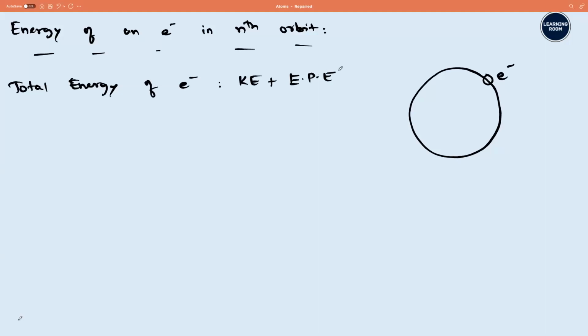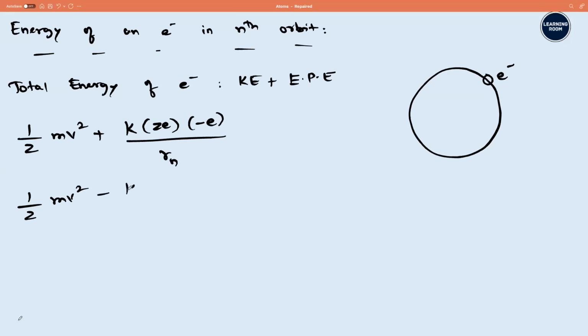Why did I use the word electrostatic? Because it is because of electrostatic force only that it is able to be in the circular path. Am I right? So what is going to be the kinetic energy? It is going to be half mv square, plus the potential energy is k into Ze into minus e divided by Rn. So I'll get half mv square minus kZ e square divided by Rn as the total energy.